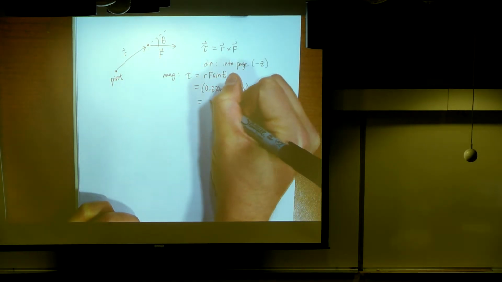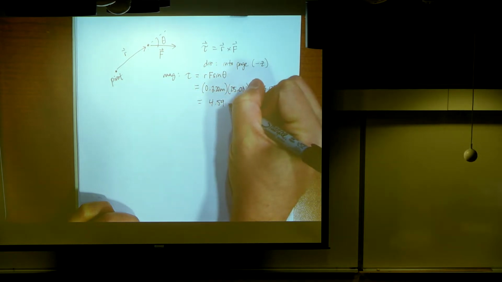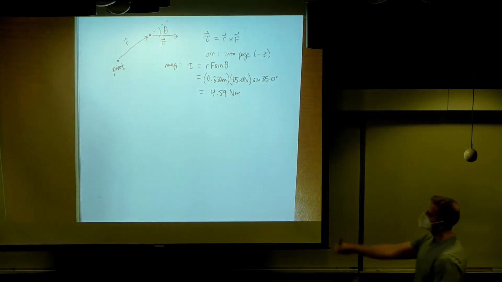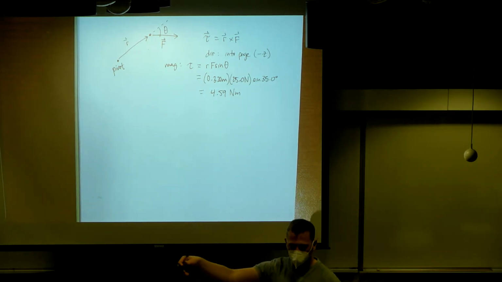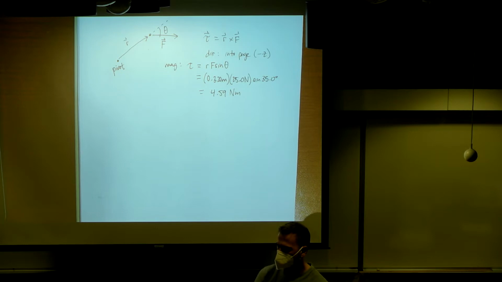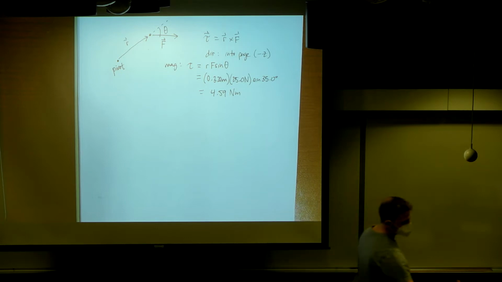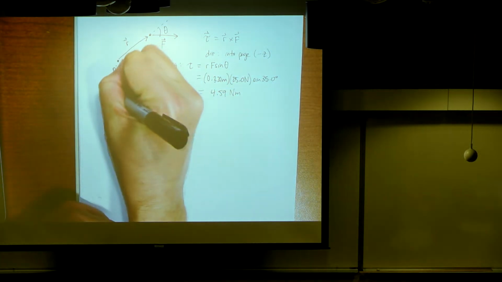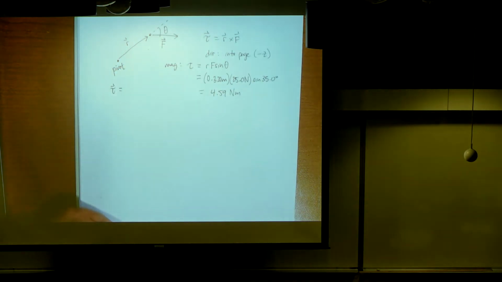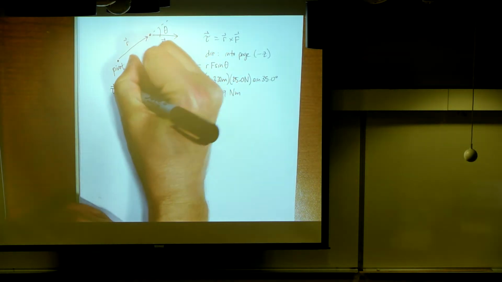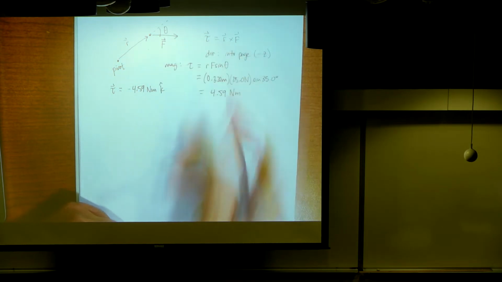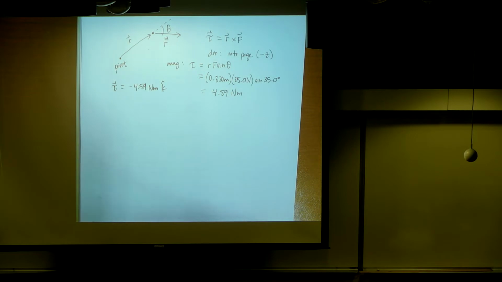So yeah, this came out to 4.59. Newton meters are the units, by the way, for torque. Okay, so I just want you to keep that in mind. It's a force distance sort of calculation, force times distance. So we're going to have units of newtons multiplying units of meters. Okay, so to write this as a full-fledged vector, I would just say tau as a vector is minus 4.59 Newton meters k hat. That indicates we're in the negative z direction. Okay?